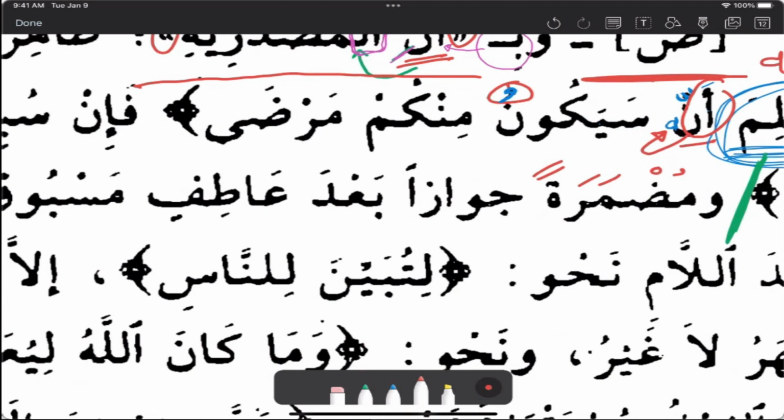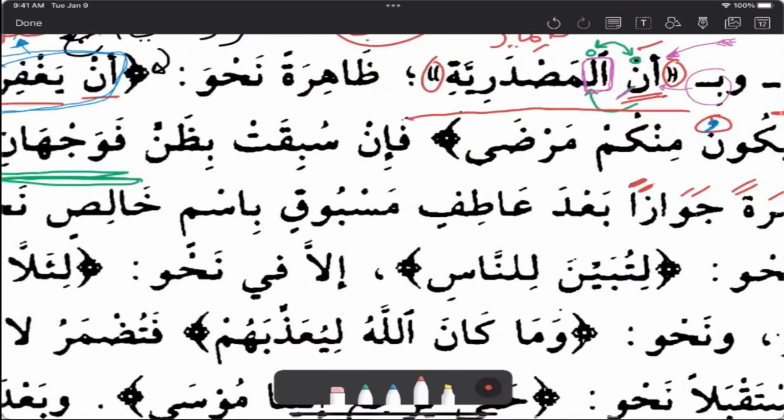And when it's mudmara, when it's in the heart only, it has two cases. Jawazan, one of those cases is that you can say it in your heart and you can say it with your tongue. It's permissible. You could say it or you could veil it. Whichever you like.